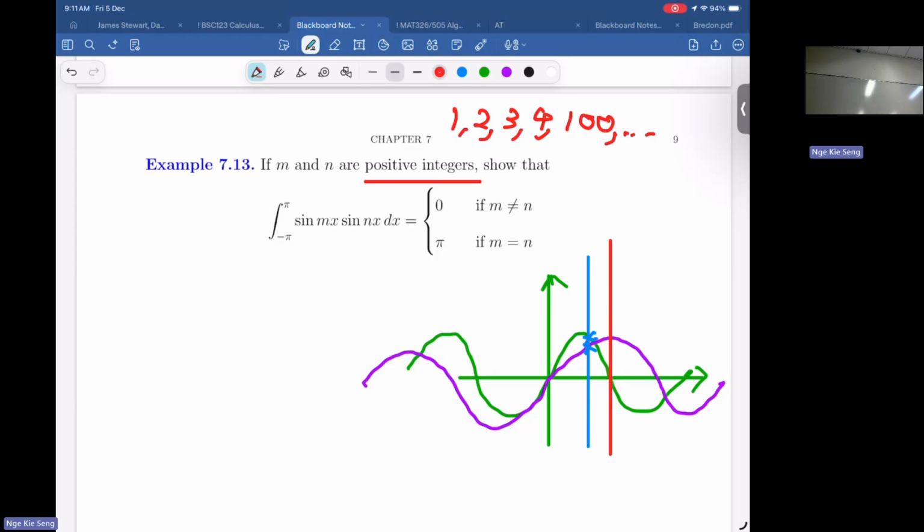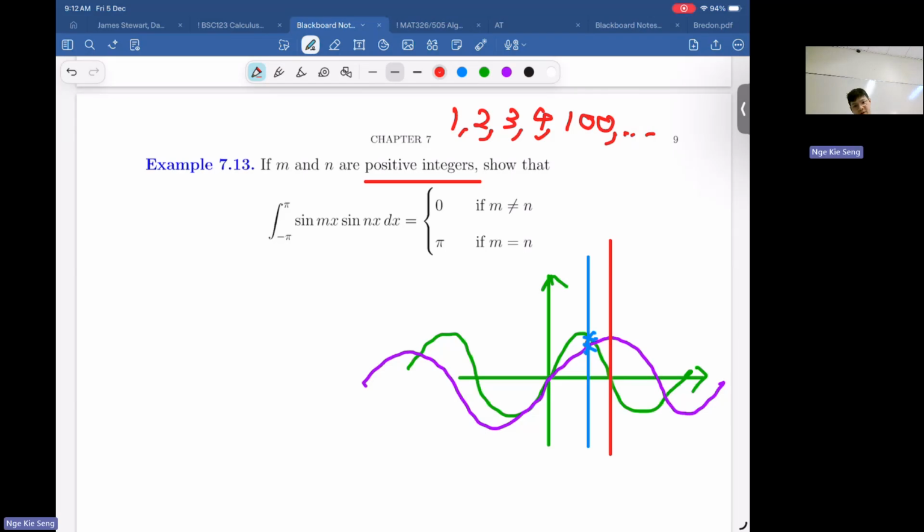This question tells you that if their period is different, then the area will cancel out, top and bottom area will become 0. So if it's not in phase, the area of the integral is 0. Top and bottom will cancel. But if m equals n, meaning this green line here will match with the purple line, then you have some non-trivial area. So this is what we're going to prove.